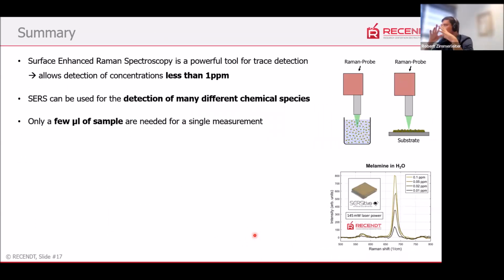So this already brings me to the summary. To summarize everything, I hope I was able to show you that surface-enhanced Raman spectroscopy is a powerful tool for trace detection. It allows detecting concentrations of less than 1 ppm, of course, depending on how you measure it and what the substance is. SERS can also be used for the detection of many different chemical species, so many different chemicals can be measured with it. And what you need is only a few microliters of sample for a single measurement.